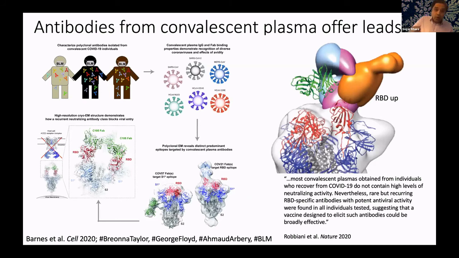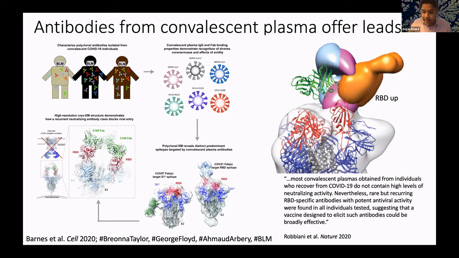In fact, more recently, Christopher Barnes in Pam Bjorkman's lab at Caltech, along with some colleagues from Rockefeller University, published a comprehensive analysis of convalescent plasma, or antibodies derived from individuals who are recovering from COVID-19. So now this is not SARS, but this is COVID-19. And what they have found is that most convalescent plasmas do not contain high levels of neutralizing activity, but nevertheless, rare but recurring RBD-specific antibodies with potent antiviral activity were found in all individuals tested, right?